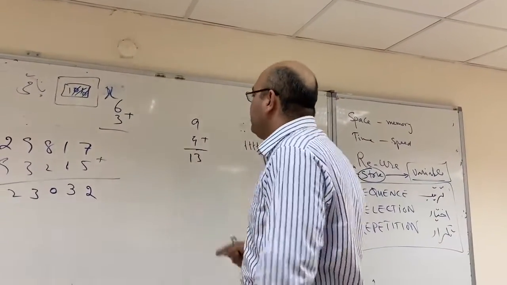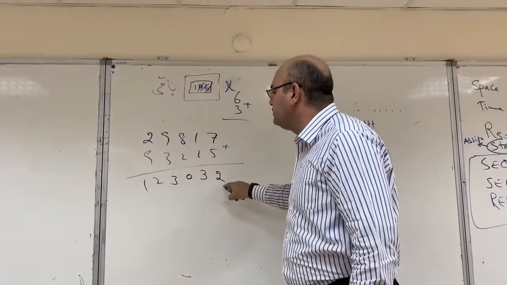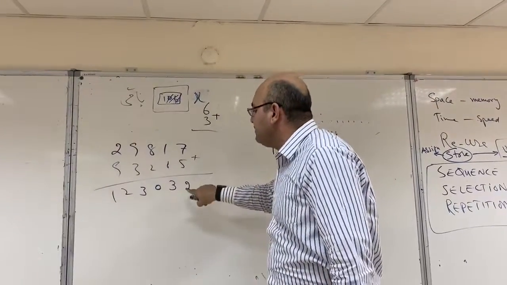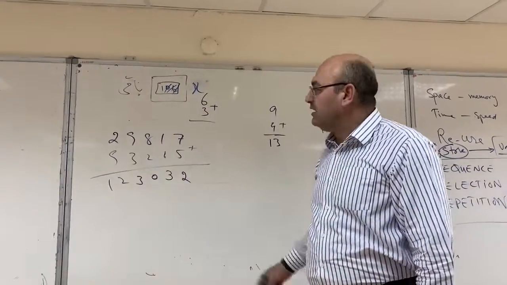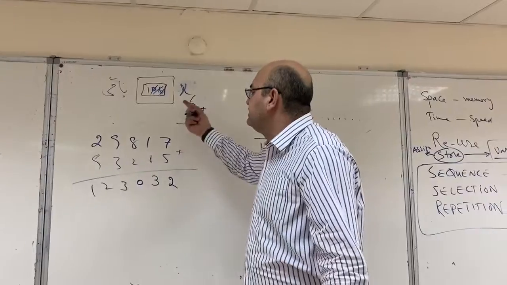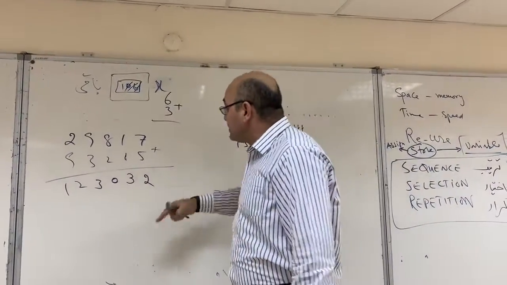Otherwise, we would just write the unit digit. So in both cases, we would write the unit digit, but we would store. To standardize it, every time we would store the tenth digit and write the unit digit. The tenth digit, if it is 0, we would store 0. If it is 1, we would store 1. To start with.